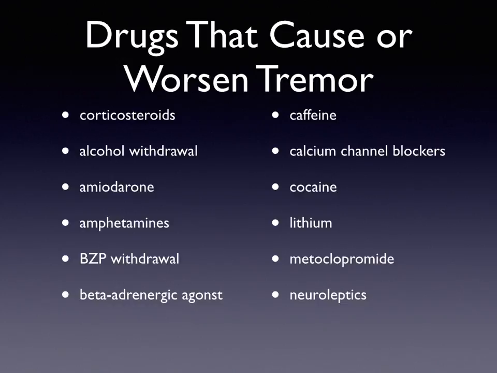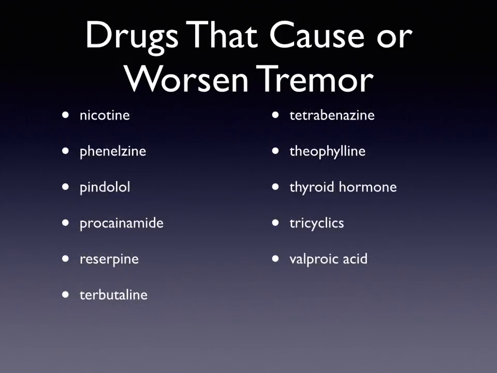Neuroleptics, of course, can cause a Parkinsonian syndrome and certainly can contribute to tremor. There's a second slide with drugs that can cause tremor. The one I'll point out here is valproic acid, very common as well. And if it's not shown here, lithium is another drug that can also precipitate a tremor.